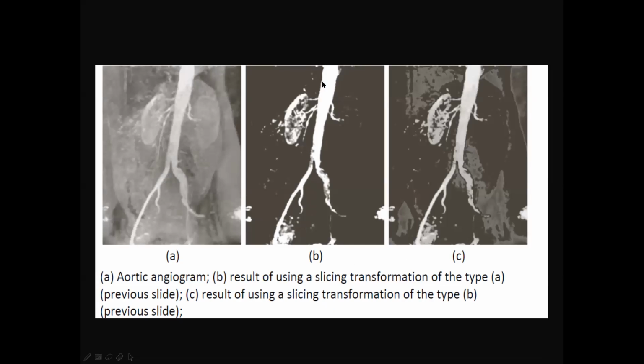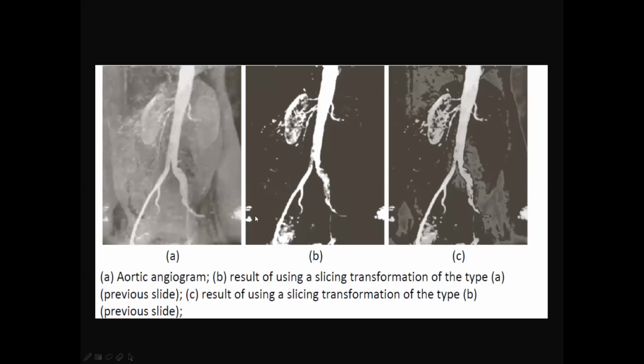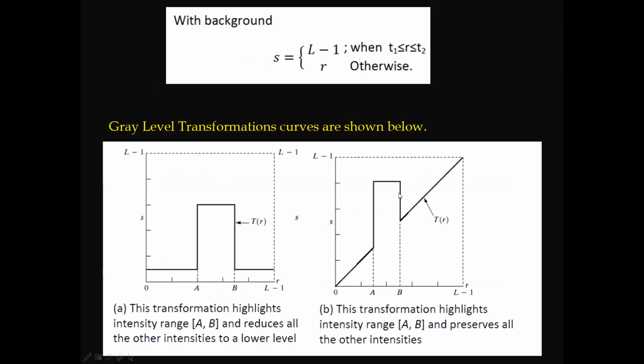So when we highlighted only the main artery, this is the first transformation case. And in the second transformation curve case, we are highlighting the artery, and also the other backgrounds are highlighted. So this is the second case. The original image, and the second image B is due to the first transformation function, and the second last image C is due to this transformation function.